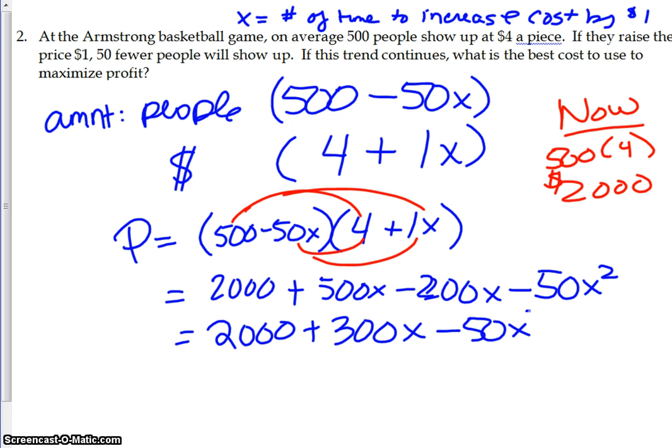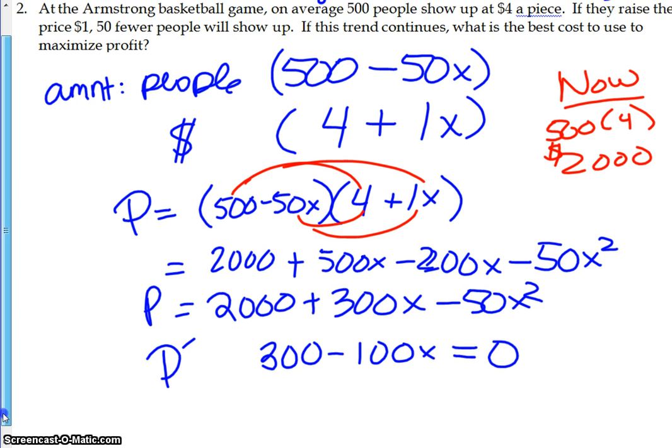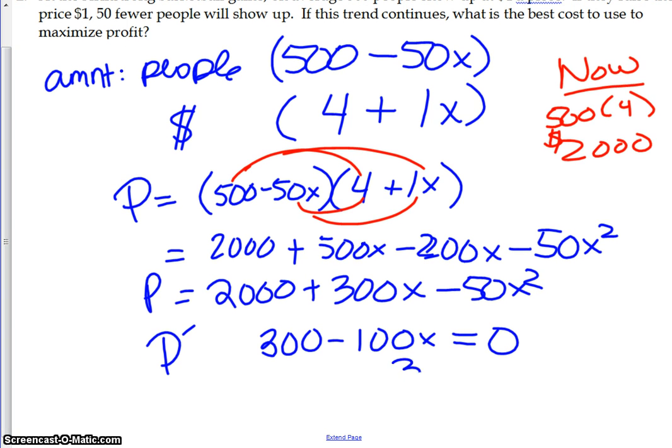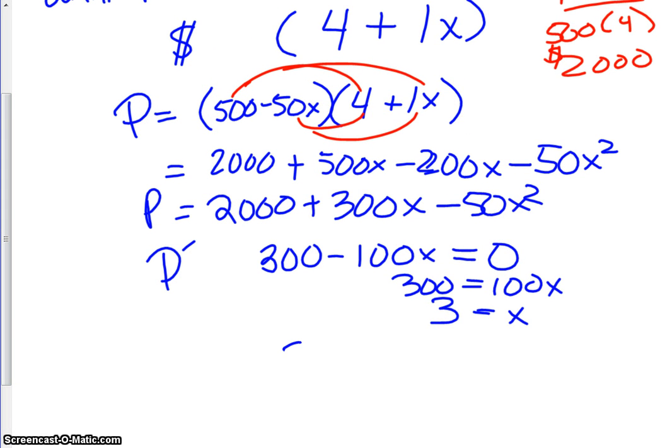Minus 50x squared. All right, that's my profit equation. You take the first derivative of your profit equation. In this case, it's going to be 300 minus 100x. You set that equal to 0, okay? Setting that equal to 0 would mean that 300 equals 100x, and therefore my x would equal 3. So in other words, we should increase it 3 times, each time increasing it by $1. So we suggest an increase of $3.